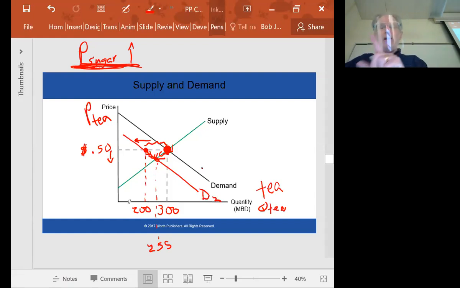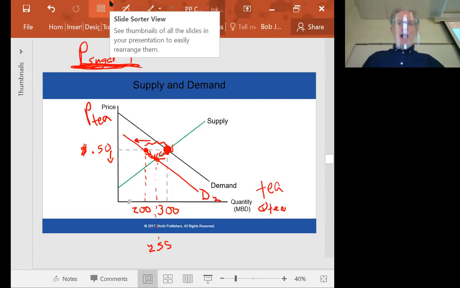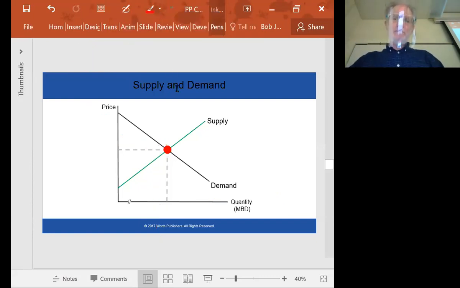Working through a problem like this needs to be second nature. For that to happen, you've got to understand the shift factors for both of those two curves. And remember, I did tell you about the 3x5 card, right? Okay, yeah, you can have a 3x5 card, you put whatever you want on it, and probably the shift factors for demand and supply would be a good thing to put on there. All right, next.